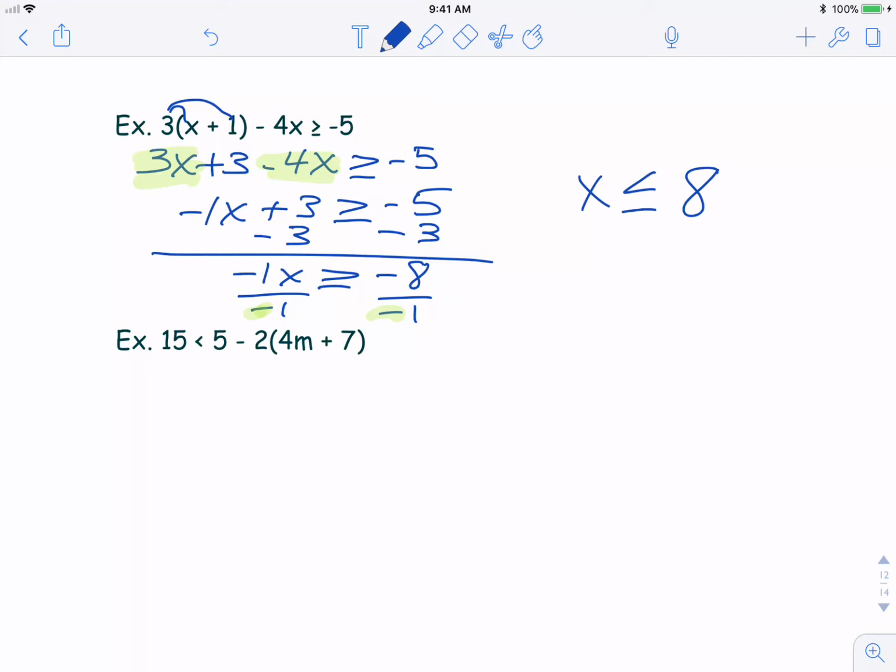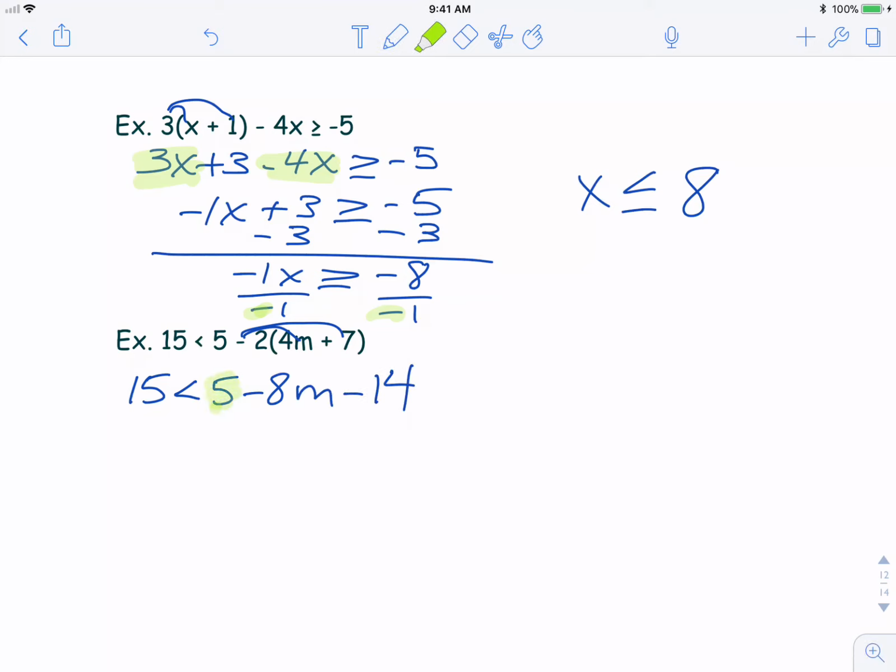In this next example, I also have to do the distributive property first. Remember, I'm distributing a negative 2 because the sign that's in front of a number or variable goes with it. Everything else stays exactly the same. So I still have a 15, a less than, and a 5. And then after doing the distributive property, I am left with negative 8m minus 14.